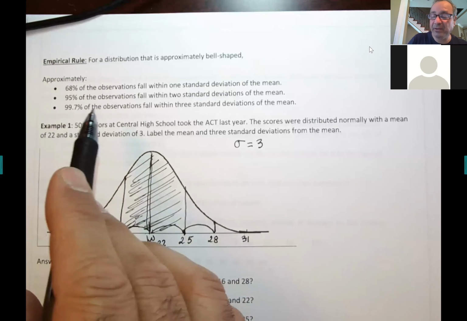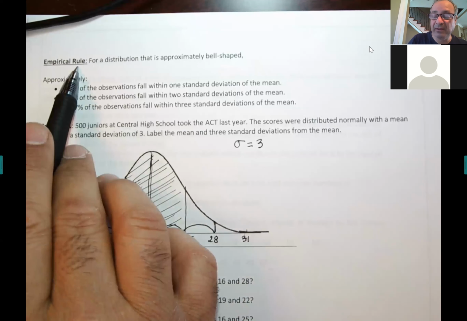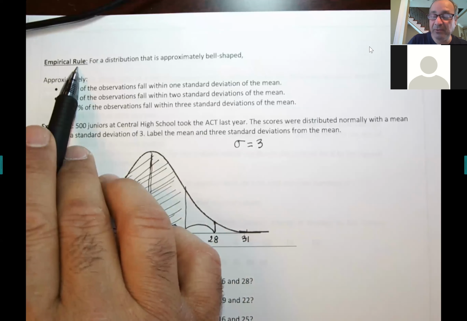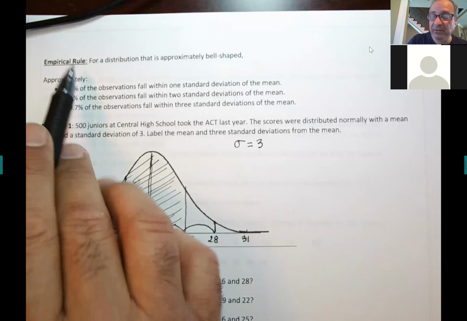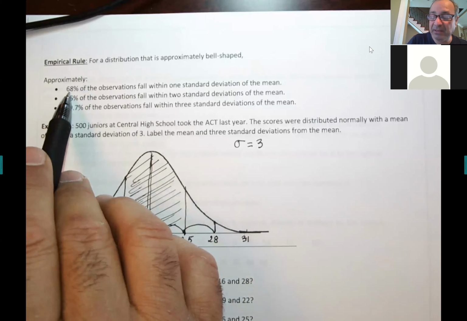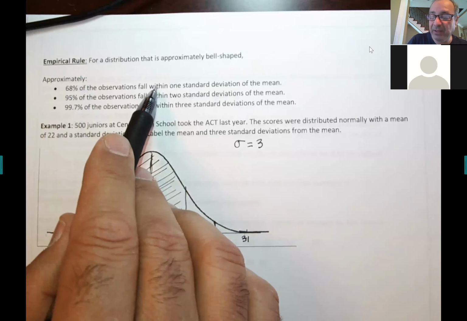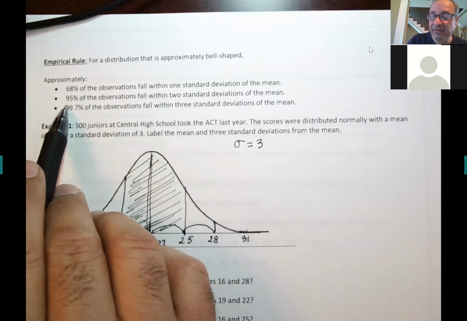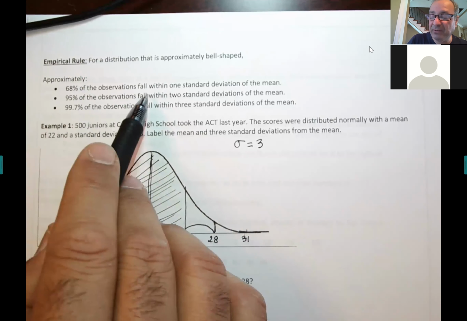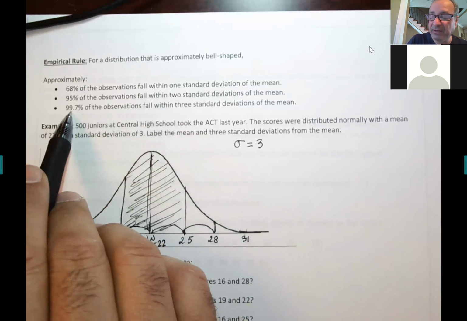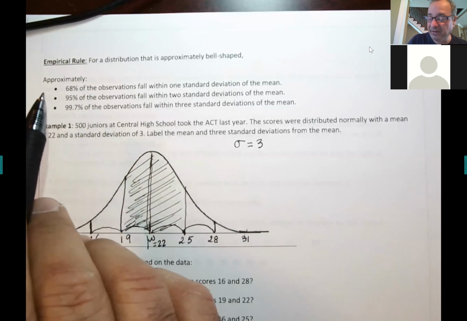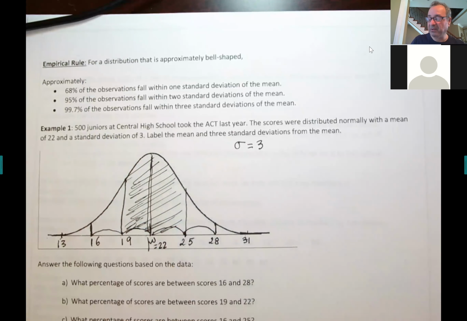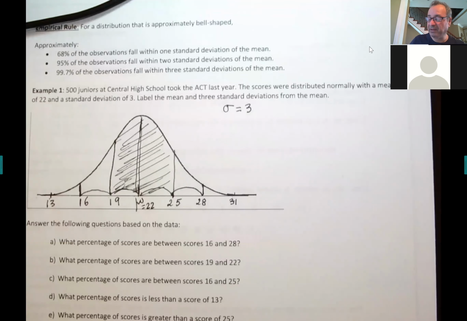So this is called the empirical rule. If you come across the empirical rule while doing homework, you just need to know 68% means 1 standard deviation within the mean, 95% means 2 standard deviations within the mean, and 99.7% means 3 standard deviations within the mean. Okay.